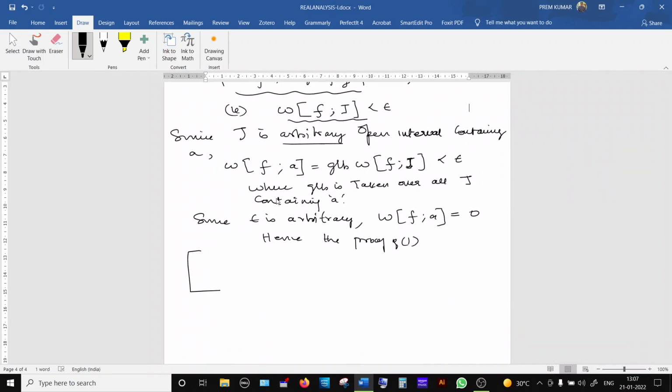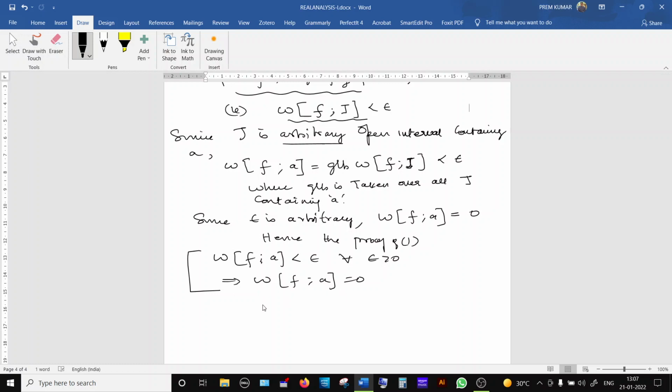See the explanation for this. Suppose omega of f; a is less than epsilon for every epsilon greater than 0. This implies that omega of f; a is equal to 0.